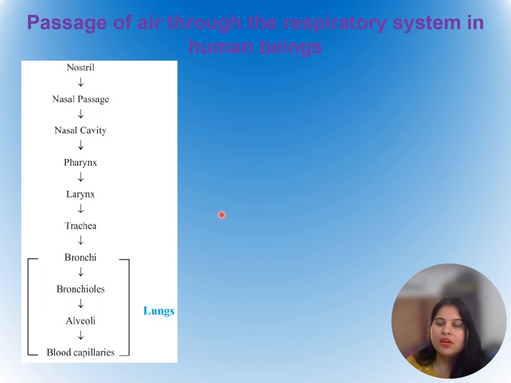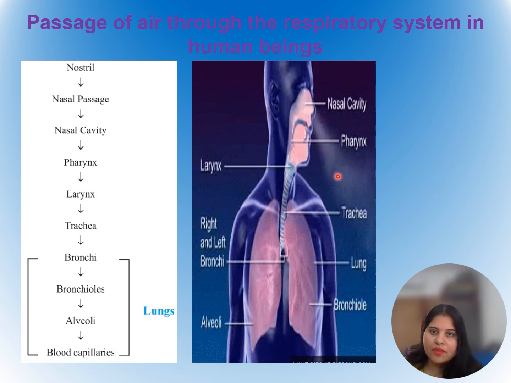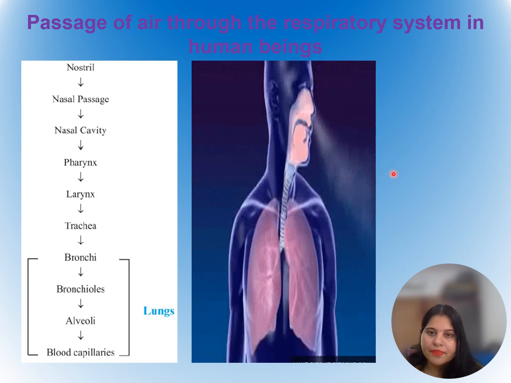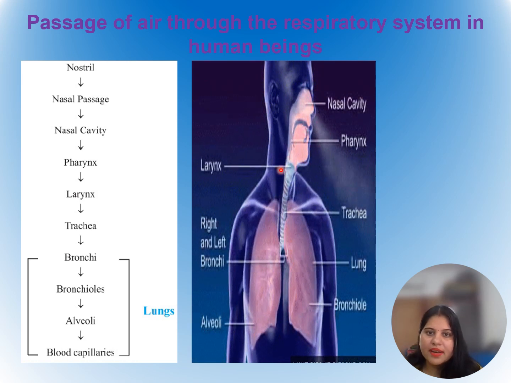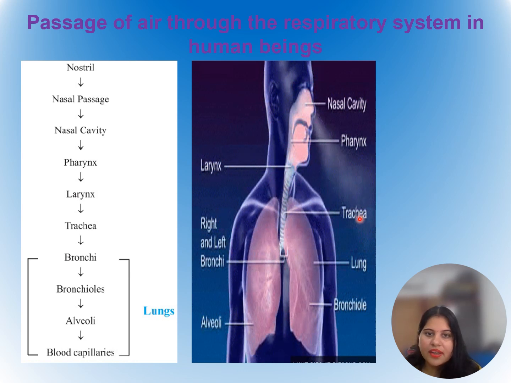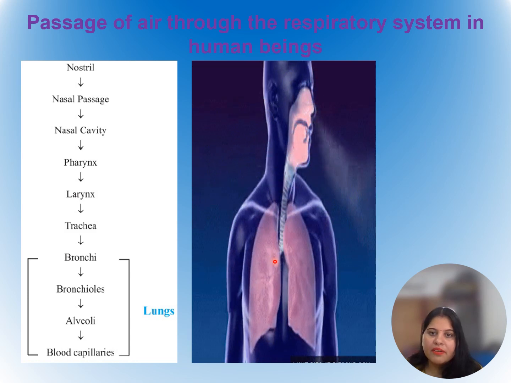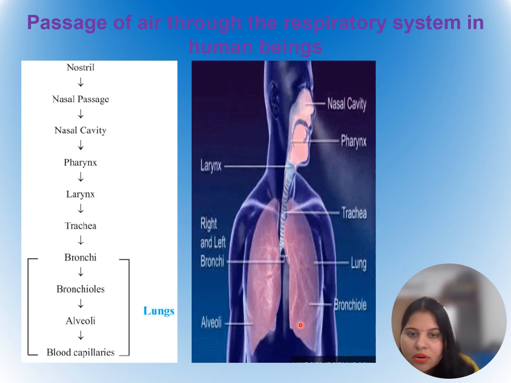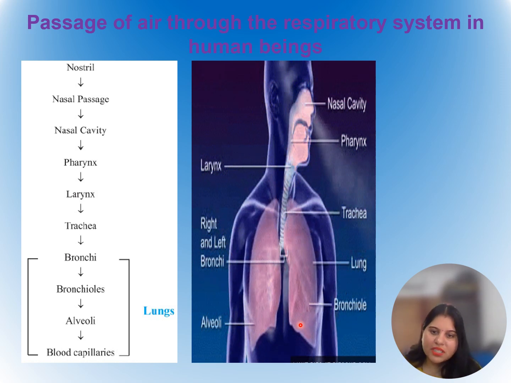Next, now let's understand the passage of air through the respiratory system in the human being. Through this image, you can imagine. Now, a person is inhaling the air through the nasal cavity, and then to pharynx, then larynx, then cartilage are there. This is known as trachea. Then there are lungs, left and right lungs. Then bronchi further divided into bronchiole, and bronchiole further divided into alveoli. And alveoli are in direct contact with the blood capillaries where the exchange of gases takes place.